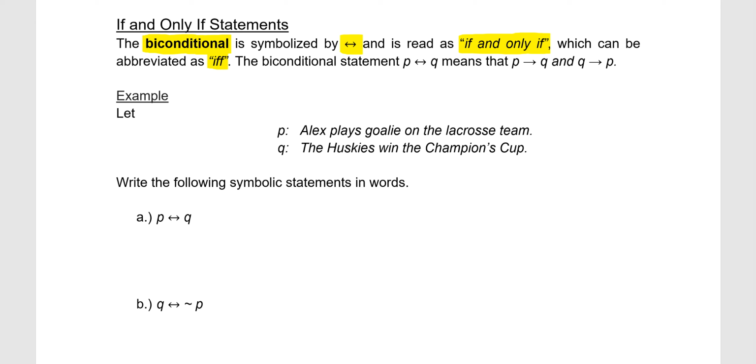So what this actually means, which should make sense based on the word biconditional, is that if we have the statement P if and only if Q, this means that P conditional Q and Q conditional P. So if we have the statement P if and only if Q, that means P implies Q and Q implies P. So one cannot exist without the other, essentially.